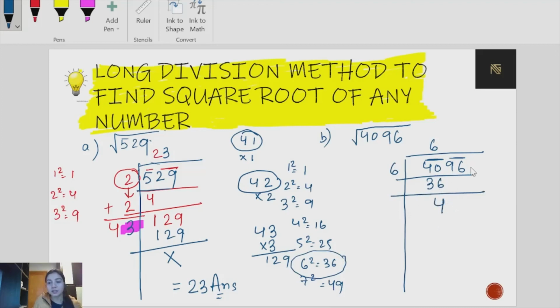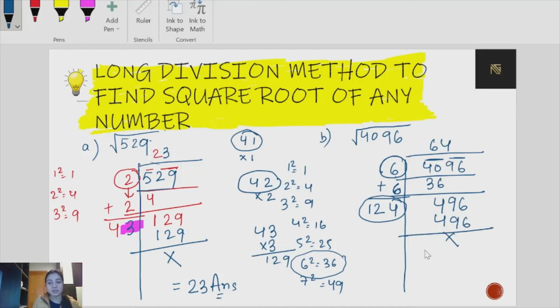4 is the remainder. Now this 96 is in pair. We have to bring it together. We have to treat it together. So 96 I am writing here. Now whatever I have written here, I need to write the same number here and add it. So 6 plus 6 will be 12. Now beside this 12, write a number and multiply the whole thing with the same number. So if you write 4 here and multiply this 124 with 4, you will get 496.